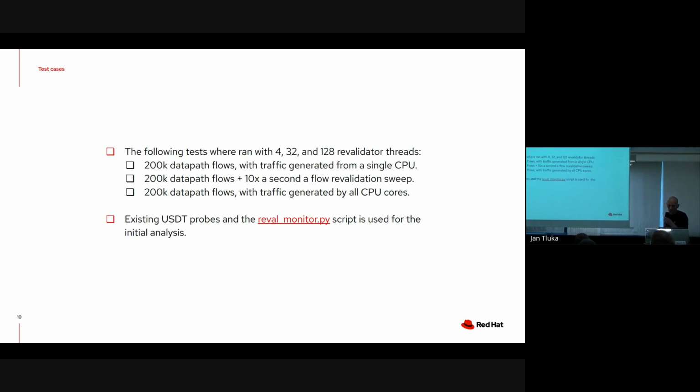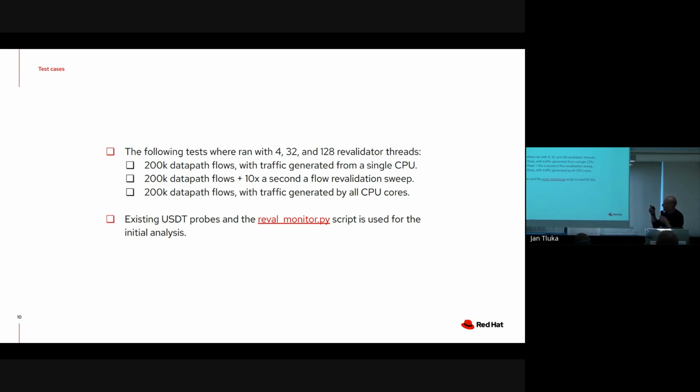One is just generating 200K datapath flows with the traffic coming from one CPU, and I'll explain later why that is significant. Then I do the same thing with the 200K datapath flows, but I make sure that we need to revalidate all the 200K flows 10 times a second, asking for a revalidation by changing some of the OpenFlow rules. So the system actually goes through the process of revalidating rather than only gathering the statistics.